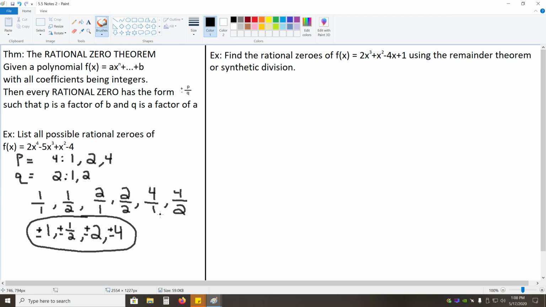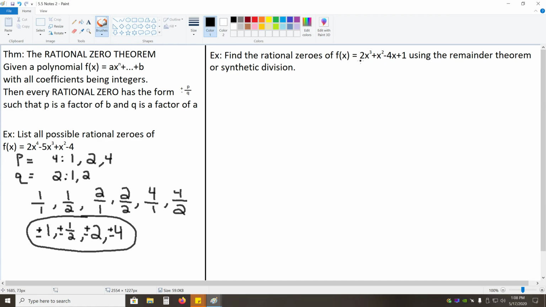So that's obviously a very useful thing. We just condensed down an infinite number of possibilities into 8 possibilities that we need to check. So with that, let's go ahead and find the rational zeros of f of x equals 2x cubed plus x squared minus 4x plus 1 using the remainder theorem or synthetic division.